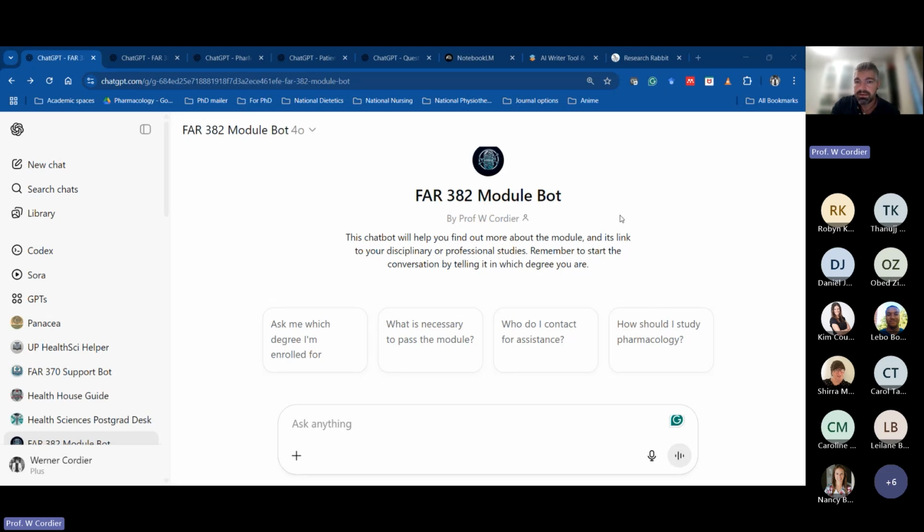Yes, I would like to know, how do your students access the module bots? Are you providing them with a link? Yes. Because I believe they won't have the paid version as you do. Yeah, it's just a link that I provide.